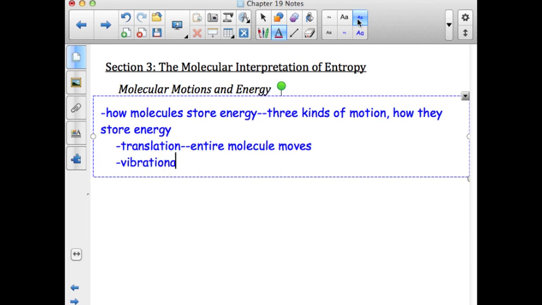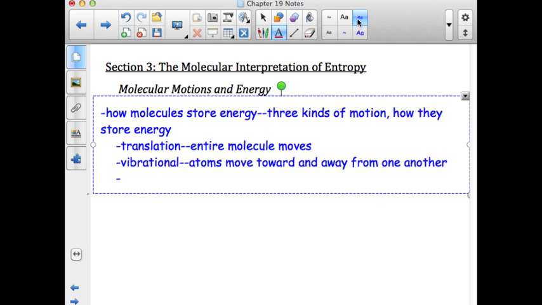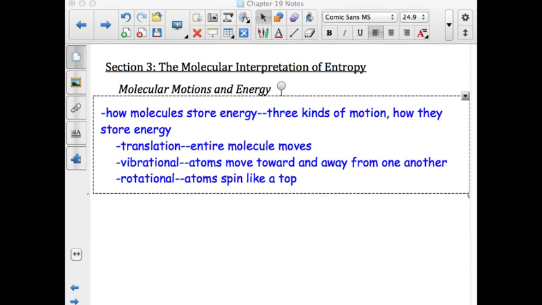You have vibrational, which means that just the atoms move toward and away from one another. And you have rotational, which means the atoms spinning like a top would spin. Okay, so you can have the entire molecule moving, so a water molecule moving from one spot to another. I can have just the H and O vibrating in place in a water, and I can have the entire molecule rotating or spinning around in a circle. Those are the 3 ways that a molecule can store energy, and 3 ways that they move.